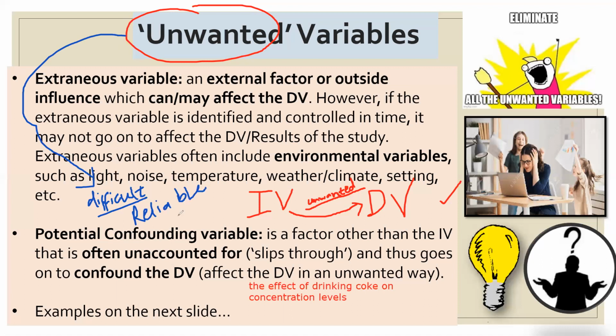Now, coming to the two words that are on the screen now that you maybe have heard of, maybe haven't heard of: extraneous and potential confounding. So extraneous variables and potential confounding variables are just two types of unwanted variables. They're the names that we give to the unwanted variables in a study. Now, an extraneous variable is any outside influence that can affect the DV. It's usually an external factor, and usually, but not always, it is an environmental variable.